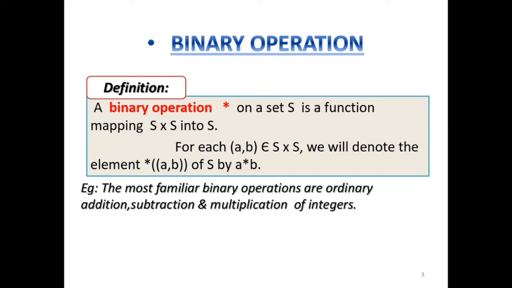Subtraction. Take elements 3 and 5. 3 minus 5, that is minus 2. That's also an integer. If we take any two integers and subtract, we get again an integer. So subtraction is a binary operation on the set of all integers. Again multiplication. If we take any two integers and multiply them, we get again an integer. So multiplication is also a binary operation on the set of all integers.